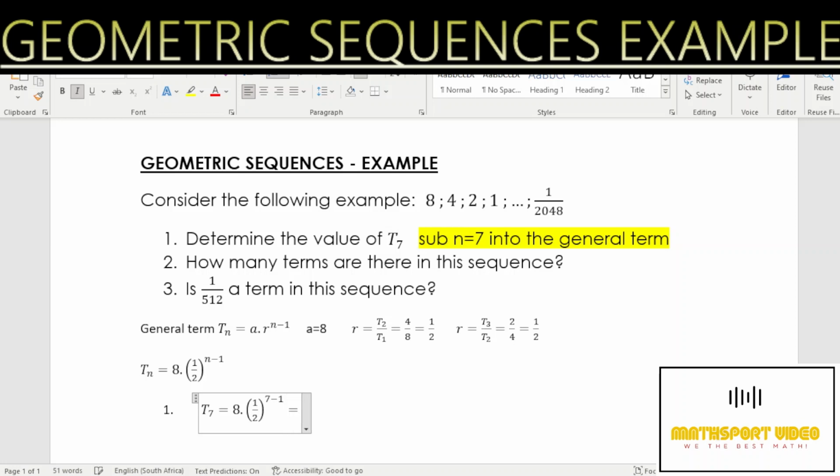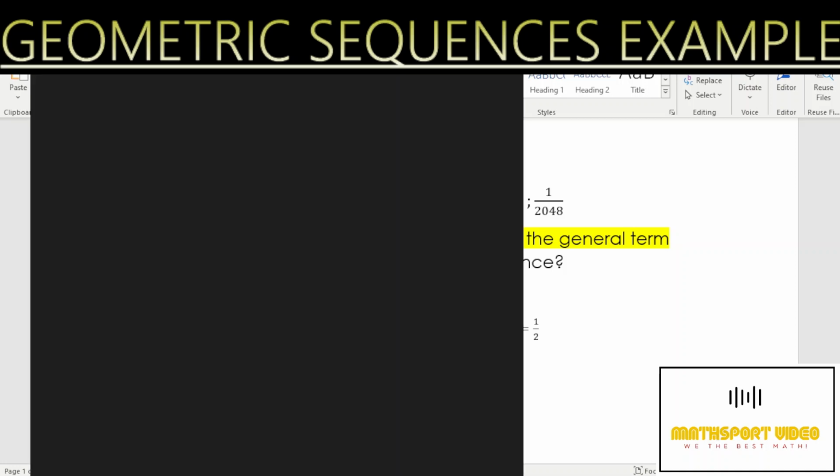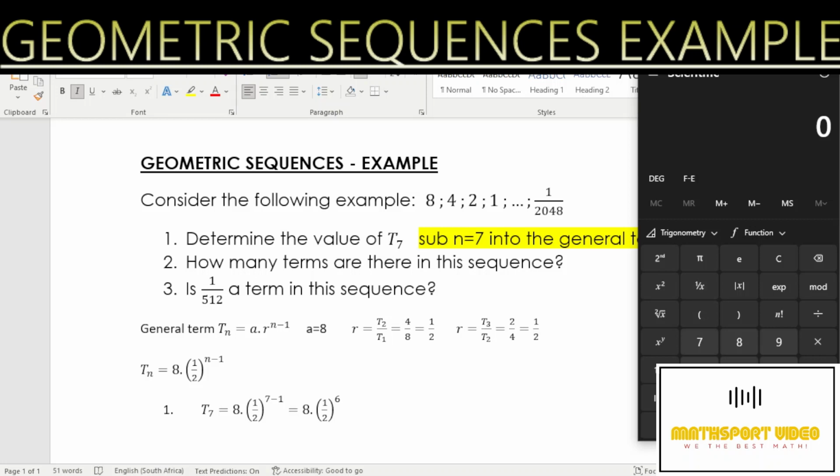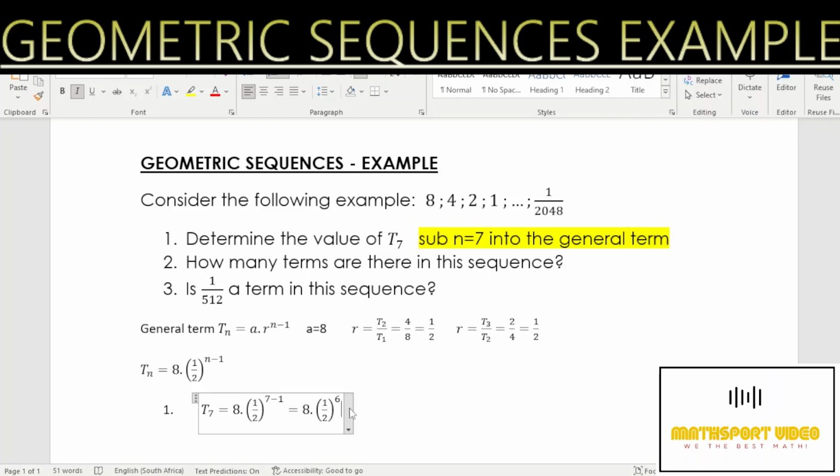You can then work it out. This is going to be 8 times a half to the power of 6, which we can evaluate on our calculator. Taking the computer's calculator, a half to the power of 6, and then times that by 8, it's 0,125. You can write 0,125, or you could also write 1 over 8 if you prefer fractions. The 7th term is 1 over 8.